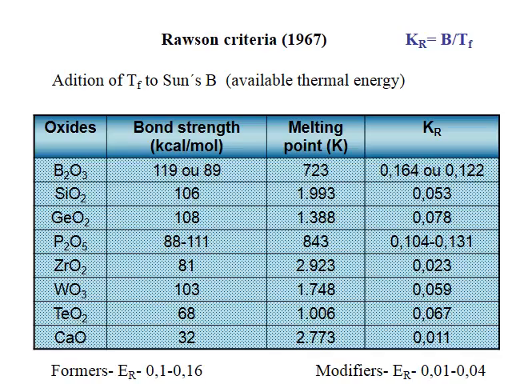To finish this class, here we have the Rawson criteria. Rawson took Sun's criteria B and divided by the melting temperatures. It is the evaluation in a certain way of the available thermal energy. The higher the value, the higher the tendency to be a glass former.